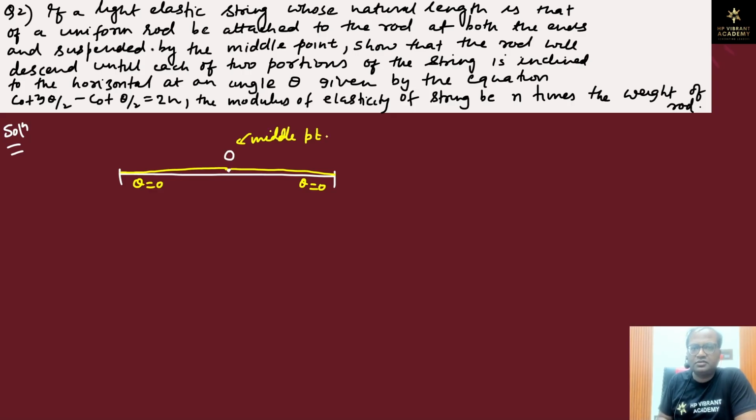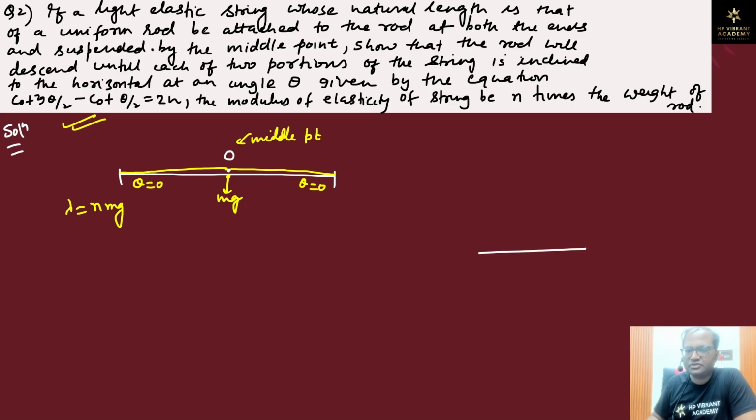Show that the rod will descend until each of the two portions of the string is inclined to the horizontal at an angle theta given by the equation. So basically we have to prove this expression. And the modulus of elasticity is n times the weight of the rod. So let us consider the mass of this rod as m. The mass of this rod is m, so the weight is mg. So we have lambda is equal to nmg.